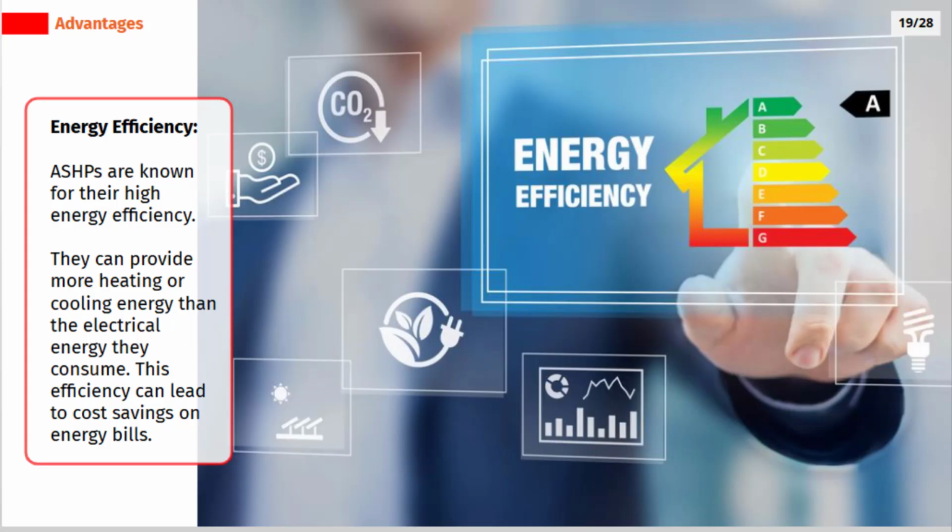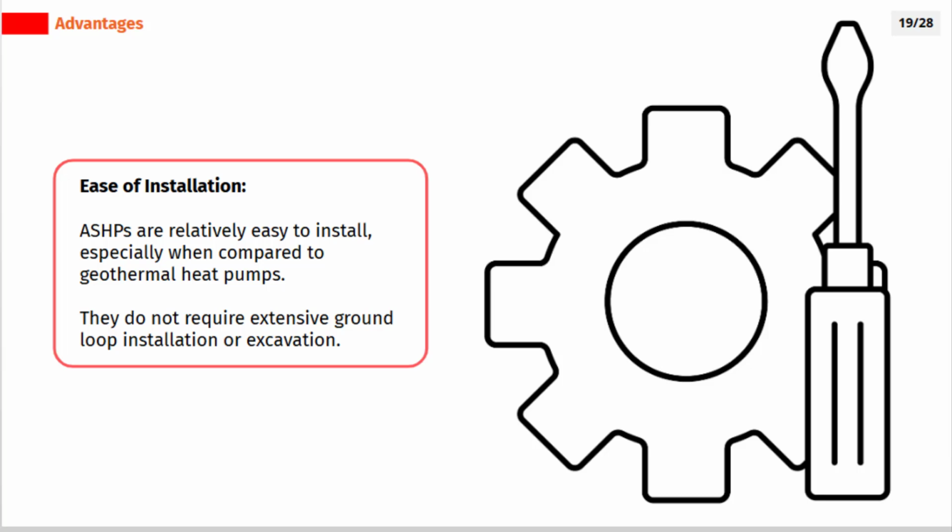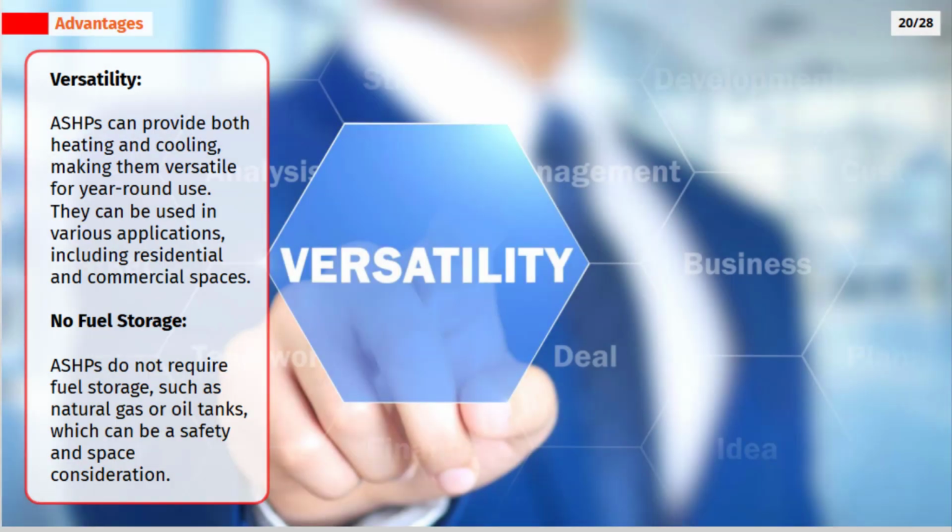Ease of installation. Air source heat pumps are relatively easy to install, especially when compared to geothermal heat pumps. They do not require extensive ground loop installation or excavation. Versatility. Air source heat pumps can provide both heating and cooling, making them versatile for year-round use. They can be used in various applications, including residential and commercial spaces.